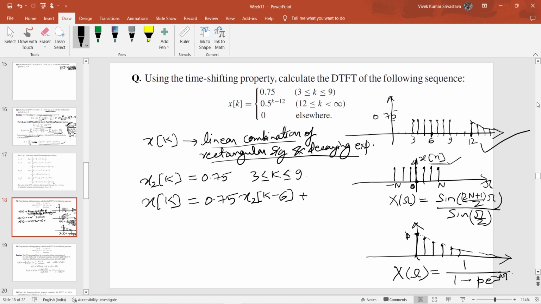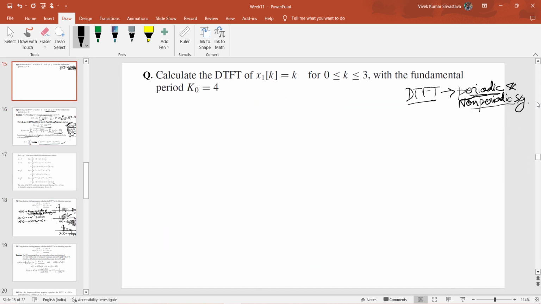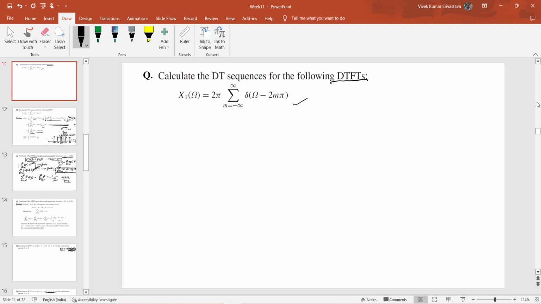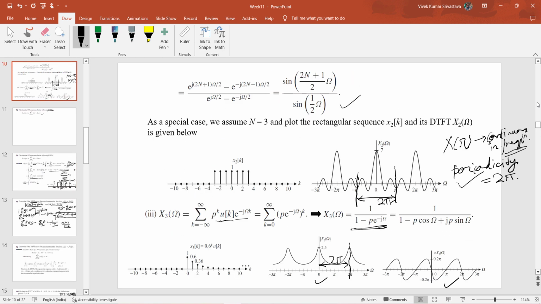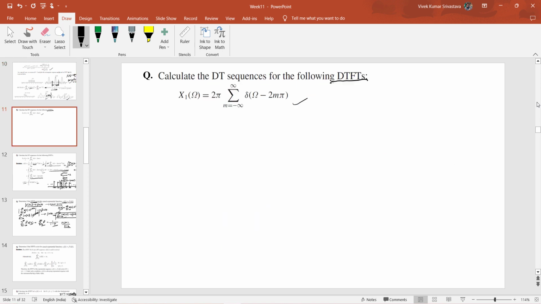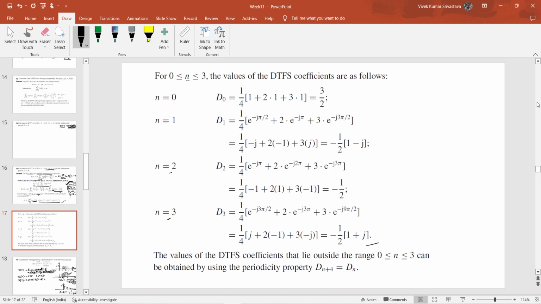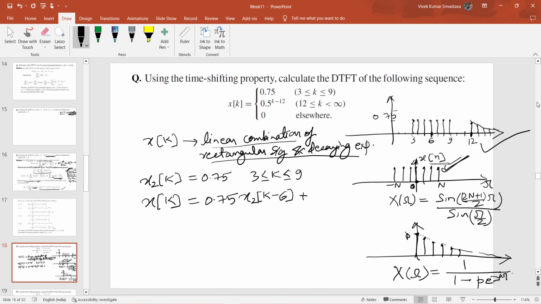Sir, in the time domain, when we are shifting left it should be plus, no? Plus 6, no? But here I am shifting to the right side. This is my original signal, as in the previous problem we have seen. Okay, so in the previous problem you are shifting right, so yes, it is minus.